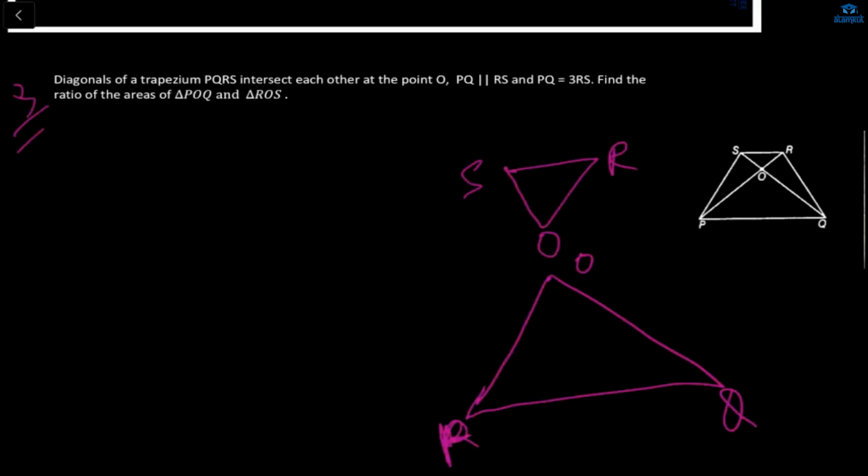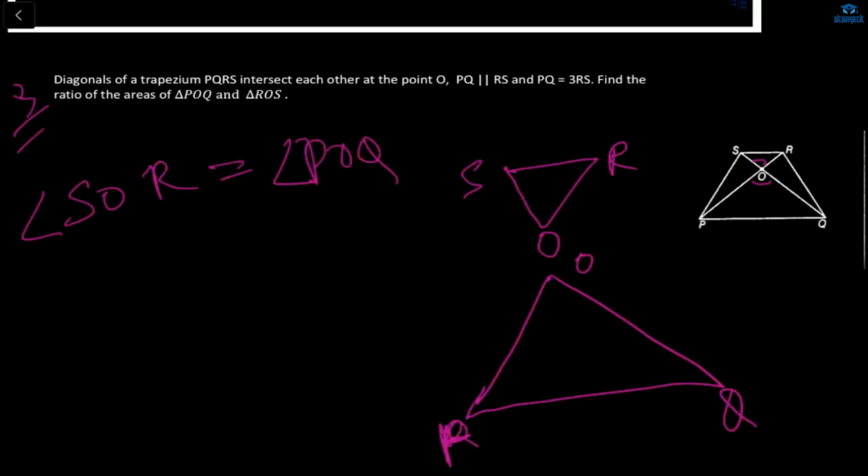How can you prove that all the three angles are equal? Is angle SOR equal to POQ? Yes. Why? Opposite angles. Because both the lines are intersecting, they are vertically opposite angles, and vertically opposite angles are equal. So that means angle SOR is equal to angle POQ.